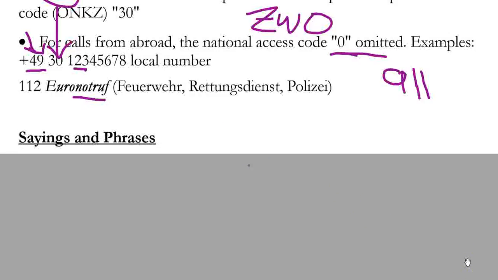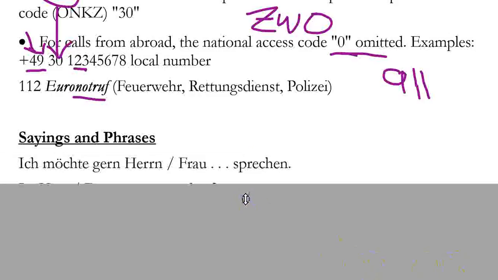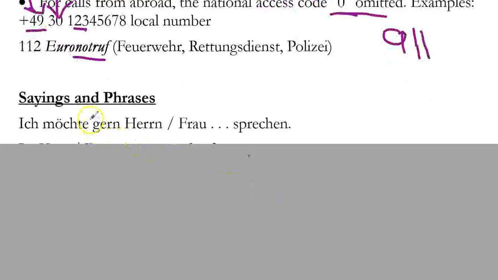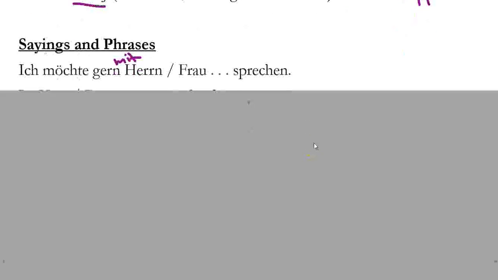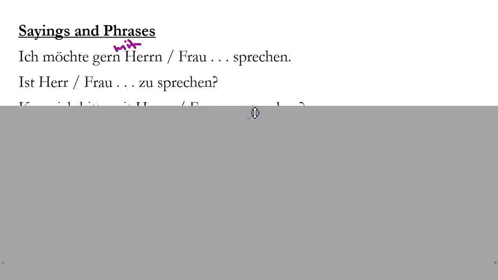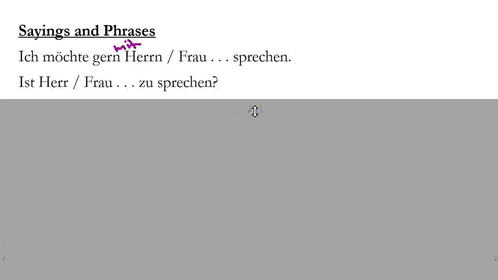So when making a phone call, these are some of the sayings or things you may hear or want to use yourself. Ich möchte gern mit Herrn Braun oder Frau Braun sprechen. I'd like to speak with Mr. or Mrs. Brown. Ist Herr oder Frau Braun zu sprechen? Are they there to speak to?